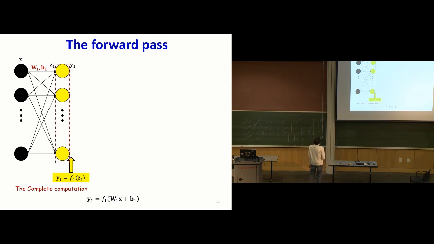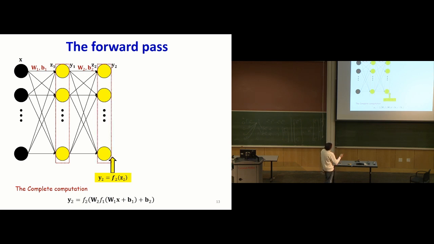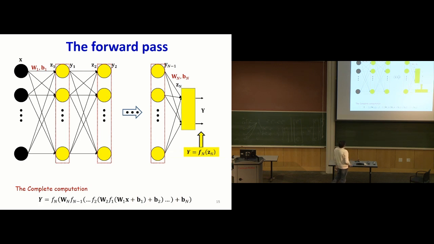And then the affine combinations that go into the second layer are simply going to be W2 times y1 plus b2. And the output of the second layer is going to be the activation of the second layer applied to z2. And this computation can be continued till you eventually get the affine combination of inputs to the final layer. You apply a final activation and you get the output of the network.